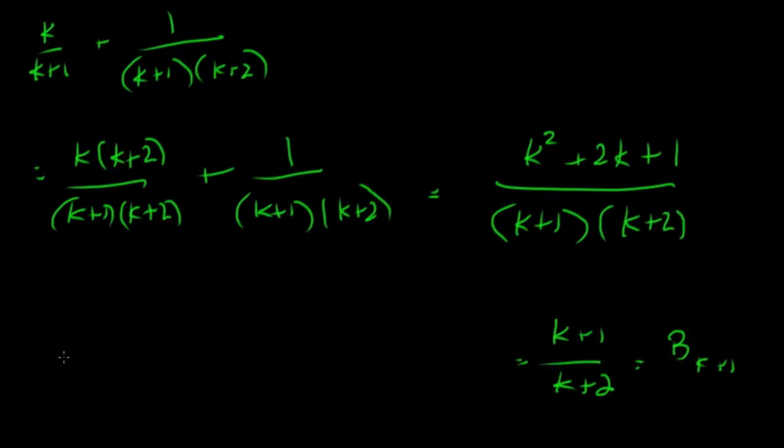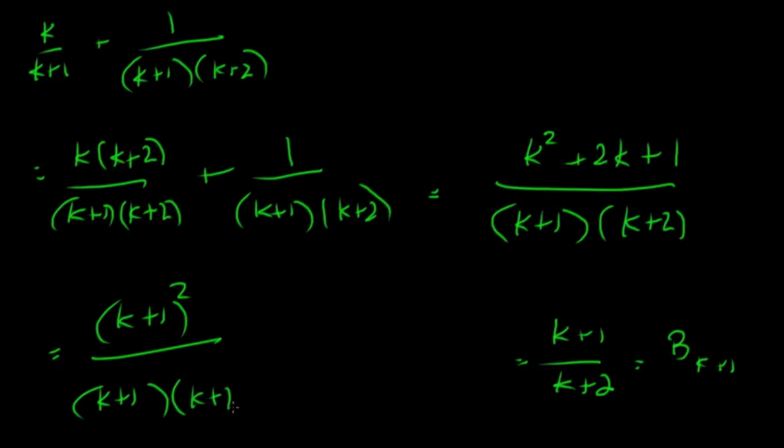And that numerator factors. That's a perfect square. So we're going to have k plus 1 squared over, there it is. Do you see it? The k plus 1 in the denominator and one of the numerator's k plus 1 factors disappear, and we have k plus 1 over k plus 2, which is totally equal to k plus 1 over k plus 2, which is b sub k plus 1.